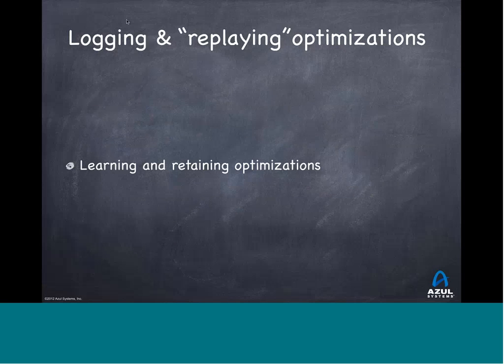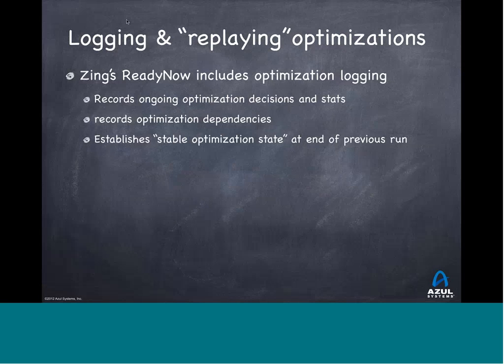Zooming into the logging and replaying of optimizations, in Zing, as a JVM runs, we are able to record all ongoing optimization decisions and all the statistics that led to them. We don't record the actual optimizations in the actual code. We record the learning and the reasons that those optimizations and compilations happen in certain ways. We also record the dependencies of optimization. So if some code can only be optimized or loaded or compiled when some other code is ready to run, and when certain things have to happen in order, we record those relationships.